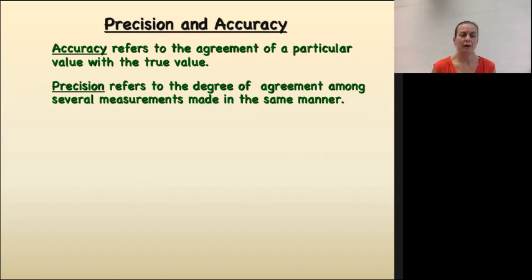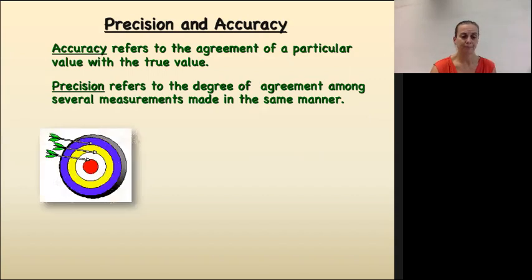So that if we have a standardized weight and we know that it weighs 500 grams and we put it on our balance and the balance reads 500 grams, that balance is very accurate because it's agreeing with the true value. Precision refers to how much our measurements agree. So that would be if we take that weight and we put it on 5 different balances and got 500 on each, then it would be very precise. So those numbers are all close together. So accurate means is it close to the true value, and precise means are the values all close together.